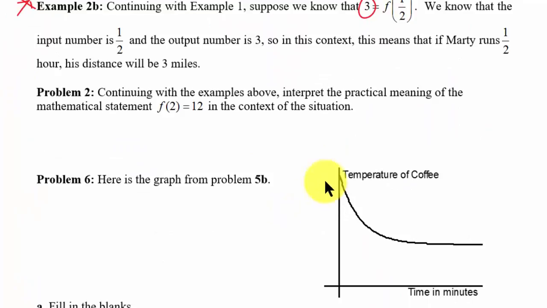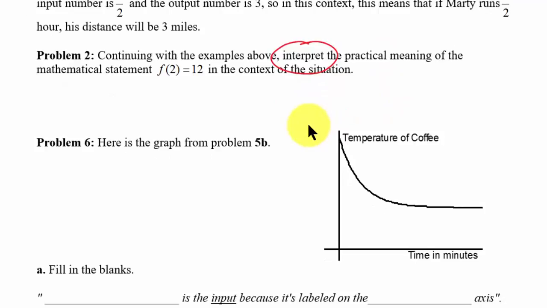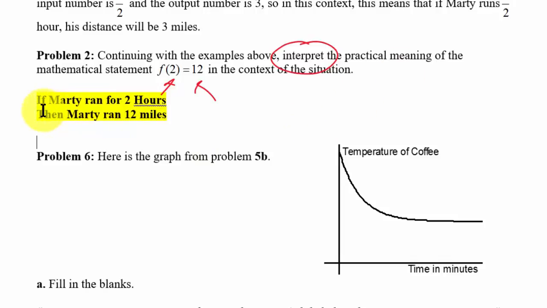When I look at problem 2, it says, interpret the practical meaning. I also ask these types of questions a lot. Interpret means write down in words what you think is happening. So you see the 2, we know that's the input or time, and that's the distance. So I'm thinking if Marty ran for 2 hours, then he ran 12 miles. I like to write if-then statements: if whatever's in the parentheses, then whatever's on the other side of the equal sign. So in this case, if Marty ran for 2 hours, then Marty ran 12 miles. And that's us interpreting the practical meaning of this.